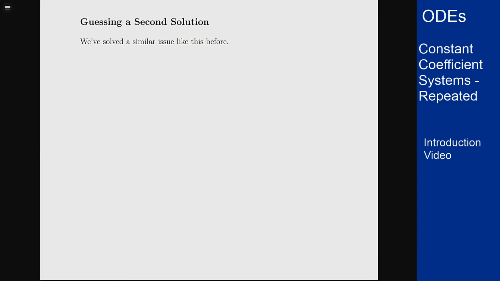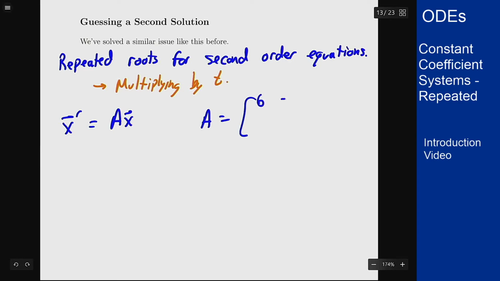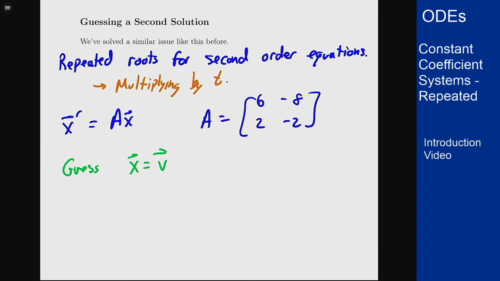So we dealt with this issue before, and that was with repeated roots for second order equations. What was the result there? We did reduction of order, which led us to multiplying by t. So let's try that here. We had our system where this matrix here was 6, minus 8, 2, minus 2. And now let's try guessing t times e to the 2t. So we're going to guess a solution of the form v, for some vector v that we don't know, this is our unknown constant before, times t e to the 2t.